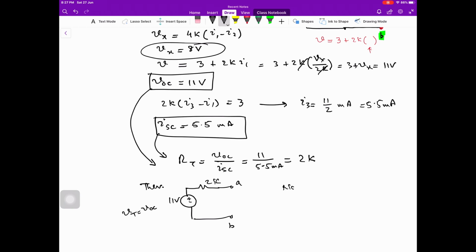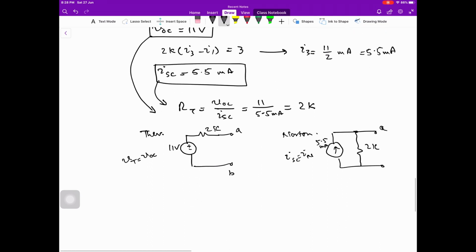What is the Norton equivalent? What is this current? I short circuit is IN, and this is 5.5 milliampere, and the Thevenin resistance will be the same. This is equal to 2K.